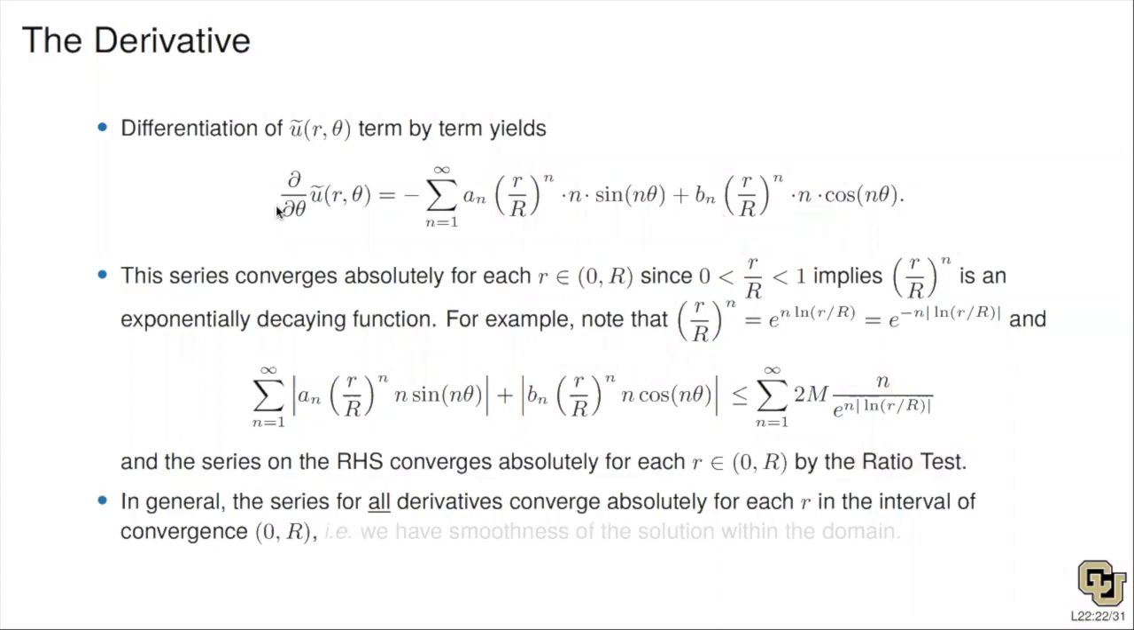And that's true if you take derivatives with respect to r as well. You just get an n coming down, 1 over capital R, but it's still being multiplied to an exponentially decaying term. It's just the exponentially decaying term is too strong. So we have very nice smoothness for Laplace u equal to 0 on this domain.